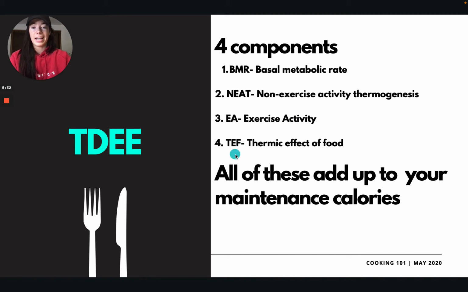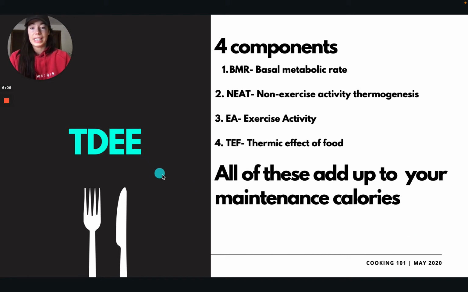Next is TEF. That is the thermic effect of food. So the thermic effect of food is it takes calories to actually digest your food. And with TEF, there's not a whole lot of calories that come from burning up your food, but protein does give you a higher thermic effect of food. So if you've ever heard of the meat sweats, it's real. If you eat a lot of protein and you feel like your body's on fire, you're sweating, it's literally because your body takes more energy to break down protein. So totally makes sense. And all of these add up to your maintenance calories.